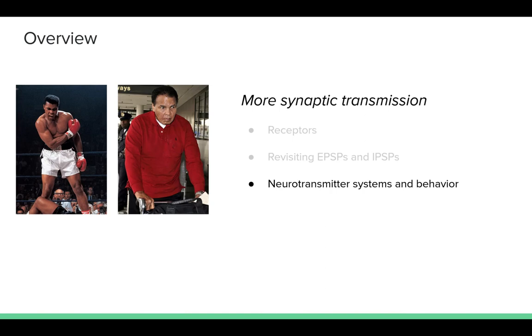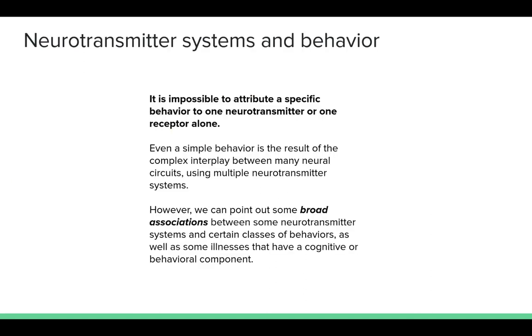I gave you this example of the role of dopamine in Parkinson's disease. But as it turns out, it is impossible to look at one specific behavior and to attribute that behavior to just one neurotransmitter system or one receptor subtype alone. Even the most simple of our behaviors are usually going to result from activity distributed over many different circuits and using many different neurotransmitter systems.